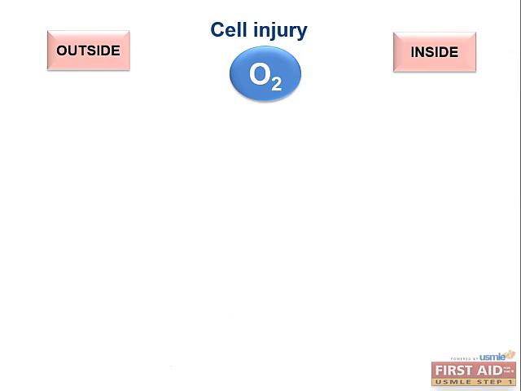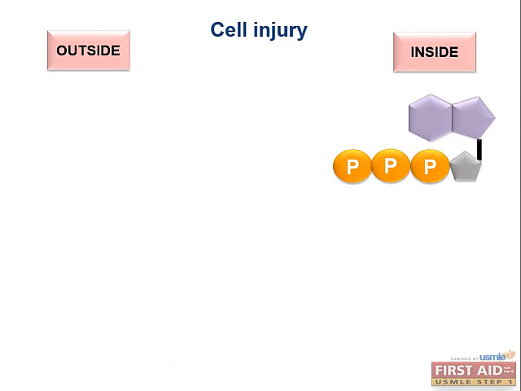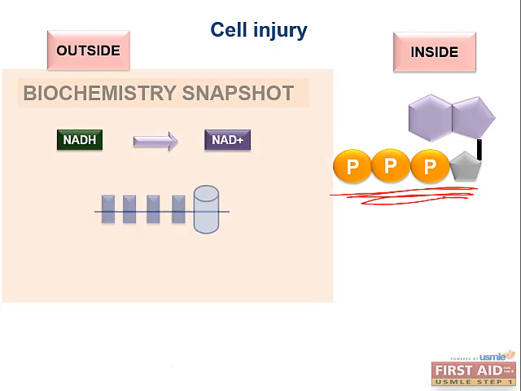Alright, so now let's talk about what happens when we don't have oxygen. Uh-oh. So this is called hypoxia. Alright. And here we have ATP. So why won't we have ATP anymore? Well, let's again bring up this biochemistry snapshot to explain why.